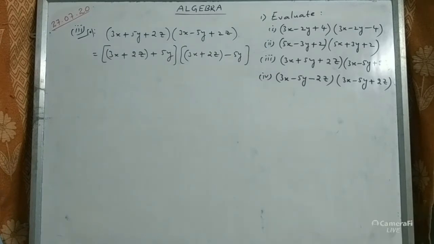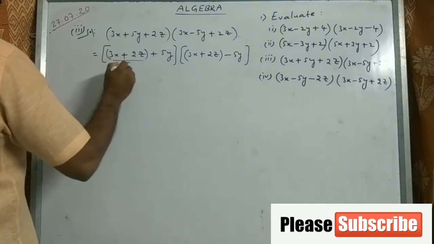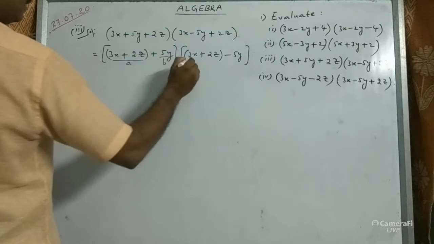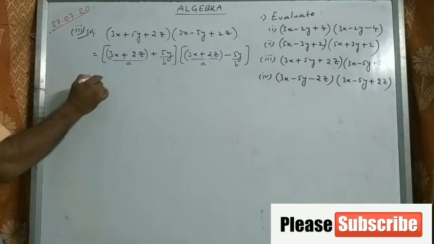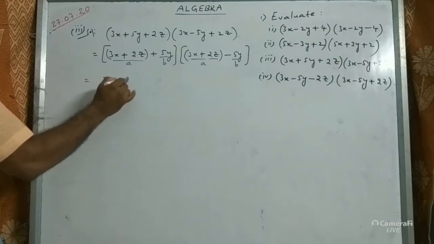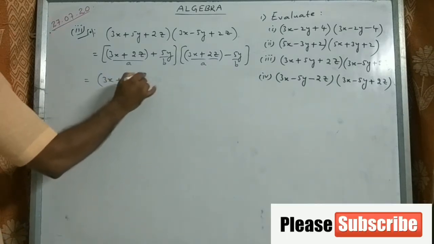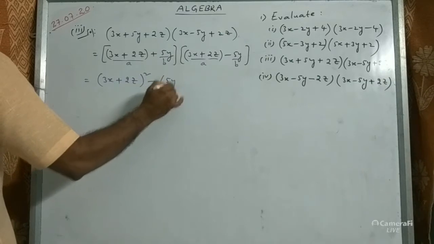Okay. Now it looks like (a + b)(a - b). So what can we write now? a squared minus b squared.